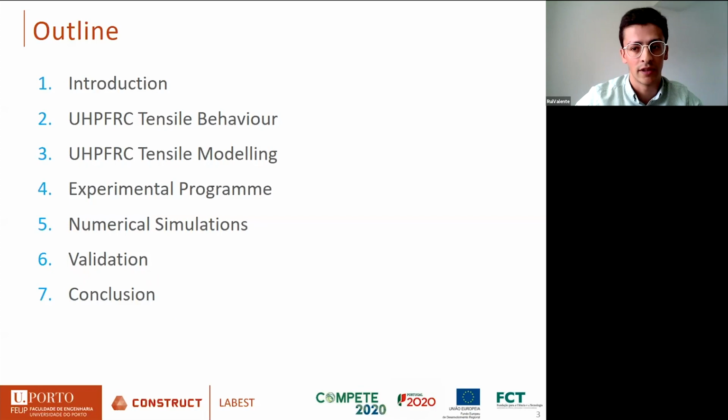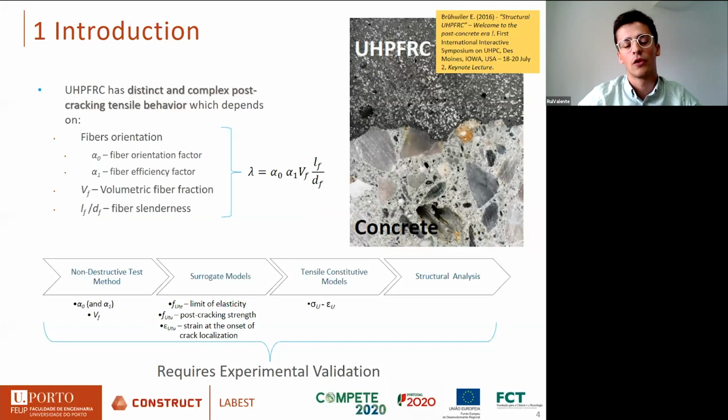UHPFRC is known for its high compressive strength and also high tensile strength, mainly due to its highly compact matrix, as you can see in this picture when compared to conventional concrete, and also because of the presence of steel fibers. The post-cracking tensile behavior particularly is very interesting to study and very complex, and it depends on fibers orientation, fibers content, and fibers geometry. All these parameters can be lumped into a single parameter called fiber structure parameter, here represented by lambda.